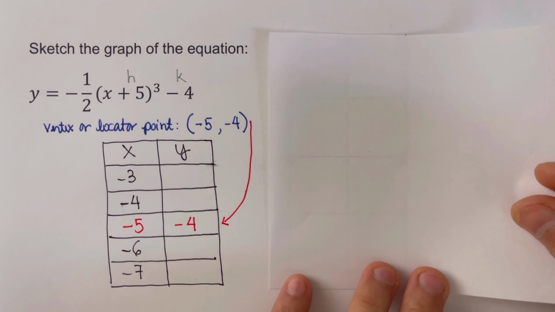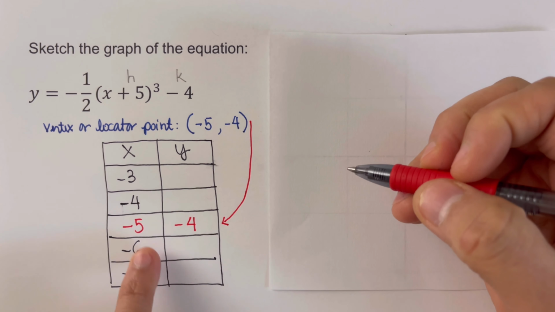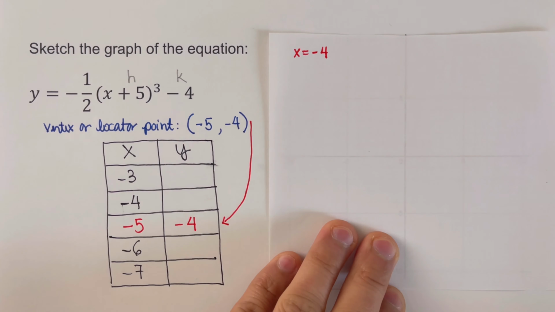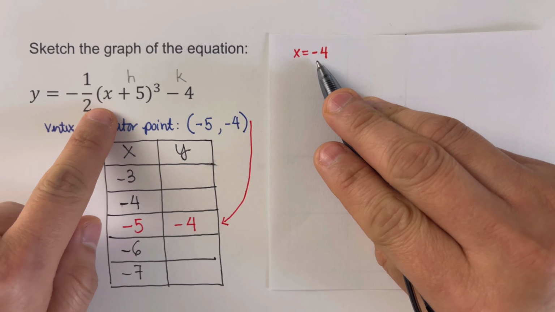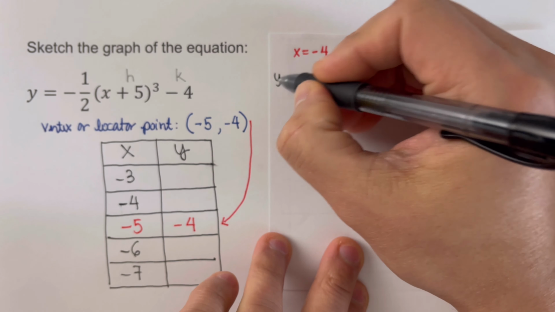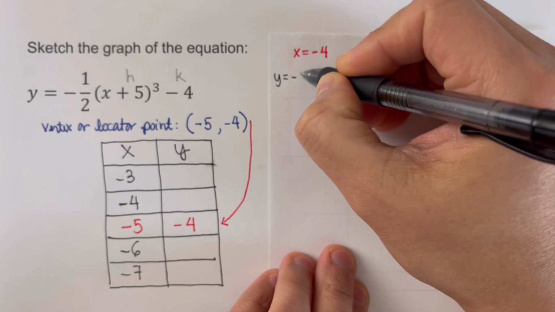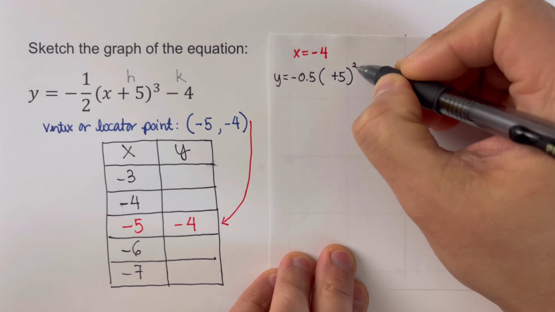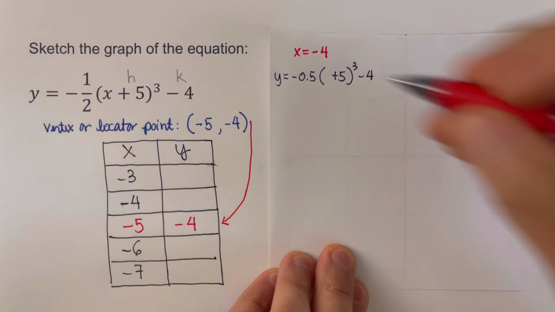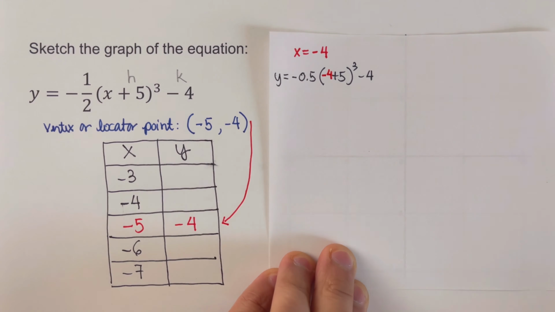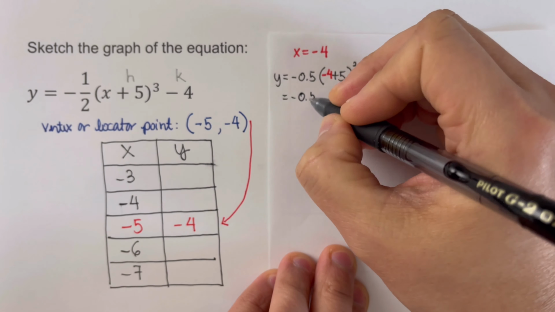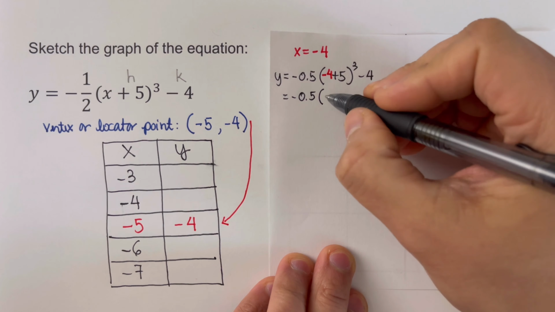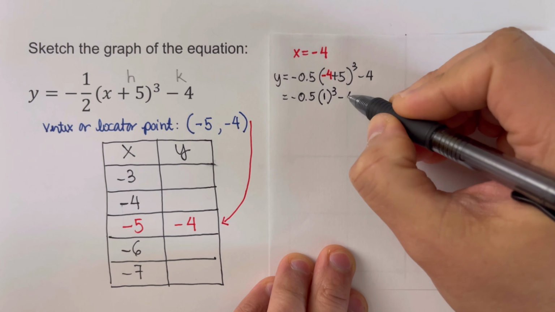So we go ahead and show the work on the side here. We're going to start with x is equal to negative 4. So I'm going to write that up here. X is equal to negative 4. So what we do is this negative 4 shall be plugged into the x here. So I'm going to write the equation y equals 1/2 is negative 0.5 if you use the calculator for that. So that would be plus 5 cubed minus 4. So again, our x is negative 4. So I put that in there. So this would come out negative 0.5 times negative 4 plus 5 is positive 1. So that is cubed minus 4.